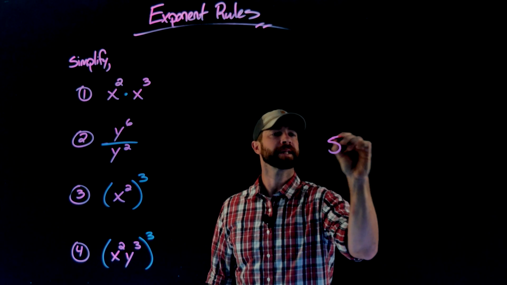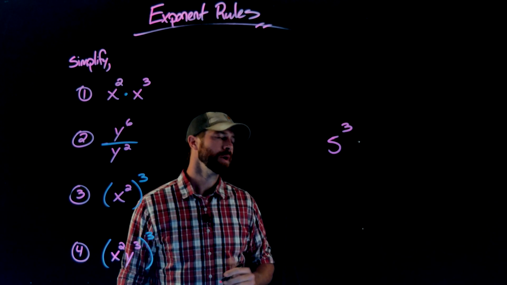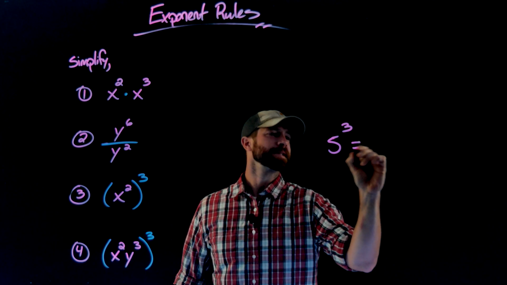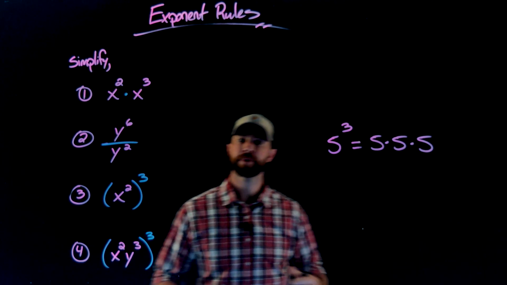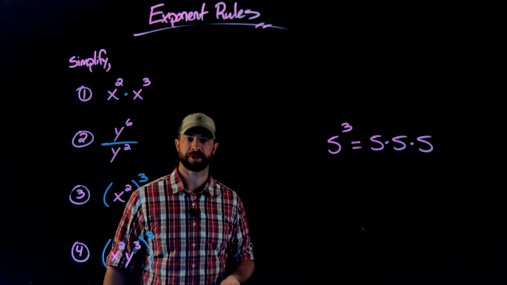So if I have something like 5 to the 3rd power, what that means is 5 times 5 times 5. This exponent just means repeated multiplication.